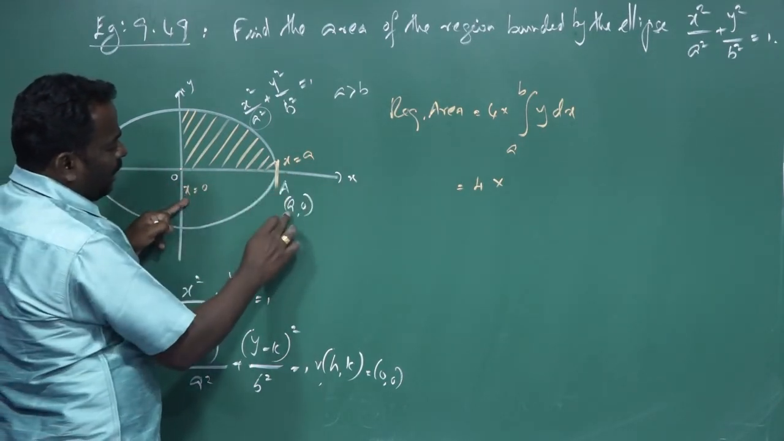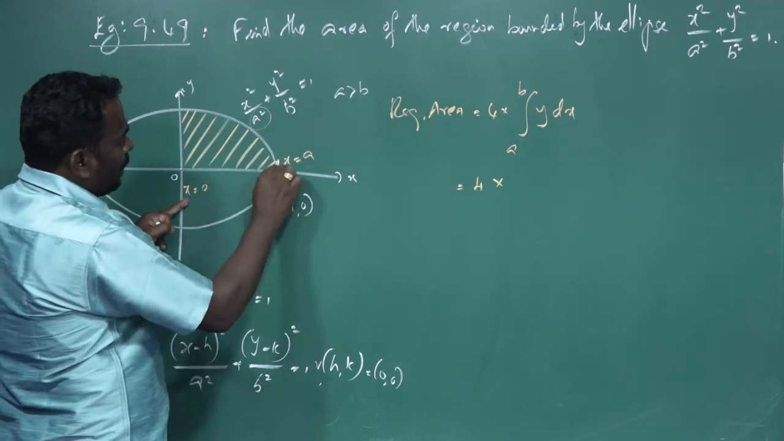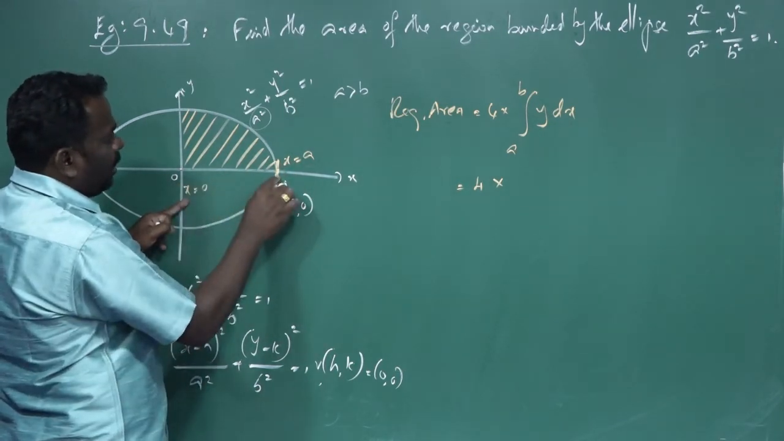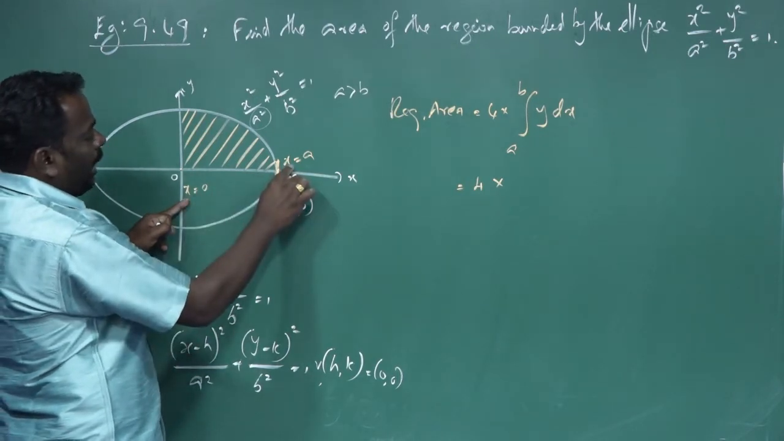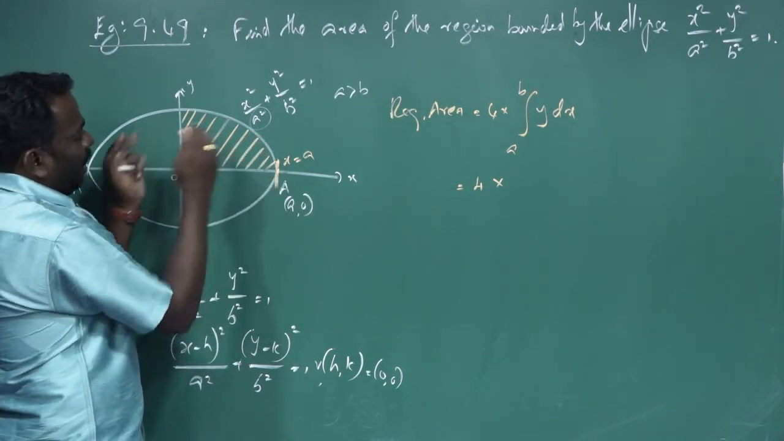Because the vertex is at (a, 0), and the distance from the origin to this point is a units. Therefore x equal to 0 and x equal to a are the boundaries of this area.